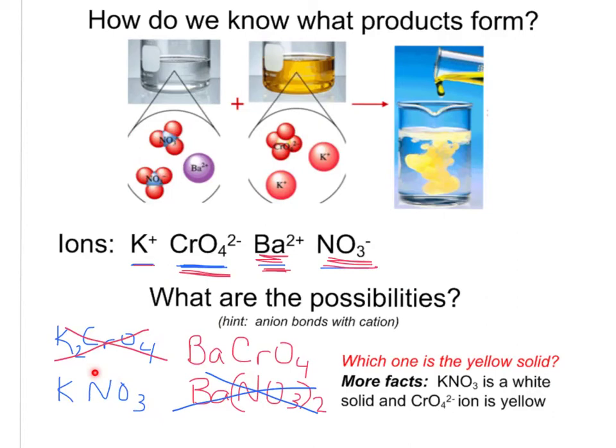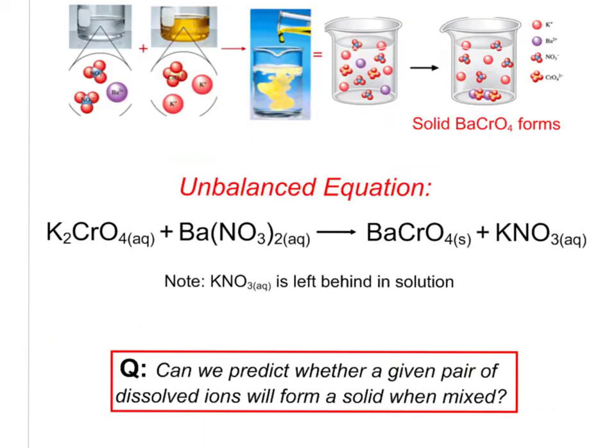If we gave you some more facts and we said, well, potassium nitrate's a white solid, well, it's probably not that then. It's probably not potassium nitrate. And if I told you that the chromate ion is yellow, you'd probably come to the conclusion that barium chromate is that yellow solid, and indeed it is.